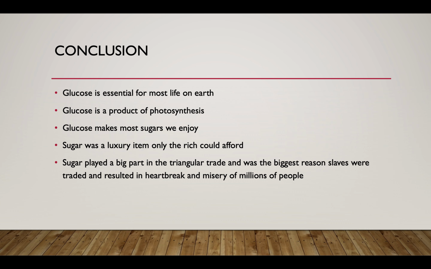So, conclusion and summary. Glucose is essential for most life on Earth. Glucose is a product of photosynthesis. Glucose makes most of the sugars we enjoy. And sugar was only a luxury item that the rich could afford a long time ago in Europe. And sugar played a big part in the triangular trade and was the biggest reason that slaves were traded and resulted in heartbreak and misery of millions of people. So think about all of that next time you have a little sugar.